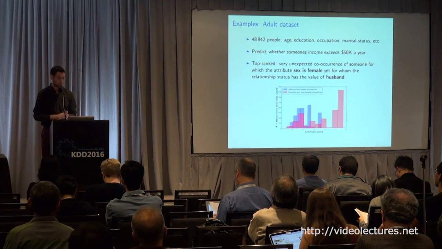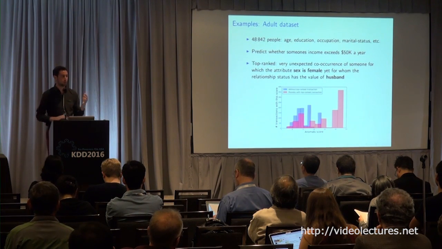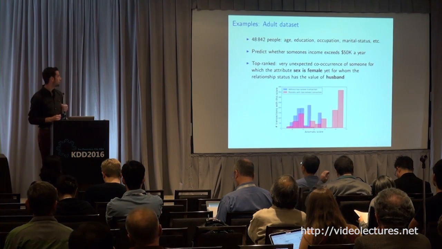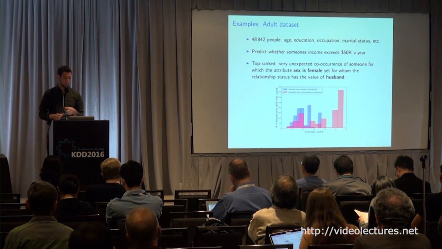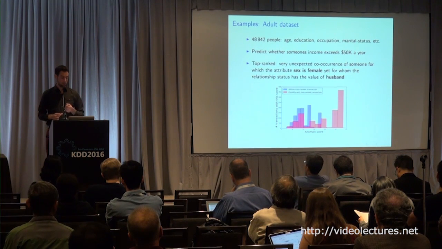But of course, synthetic data is not very interesting either. So we also looked at some real data sets. For example, the adult data set. It's about people's age, education, etc. It was used to predict someone's income.